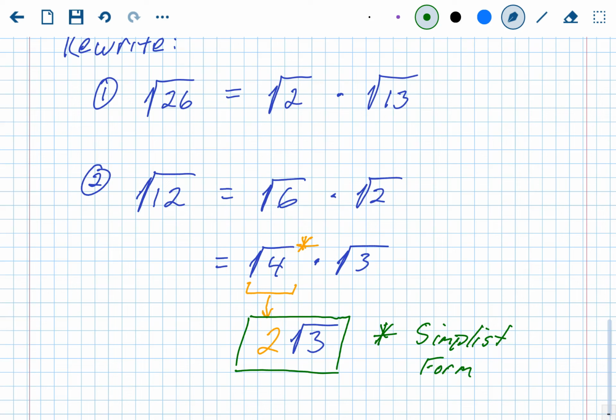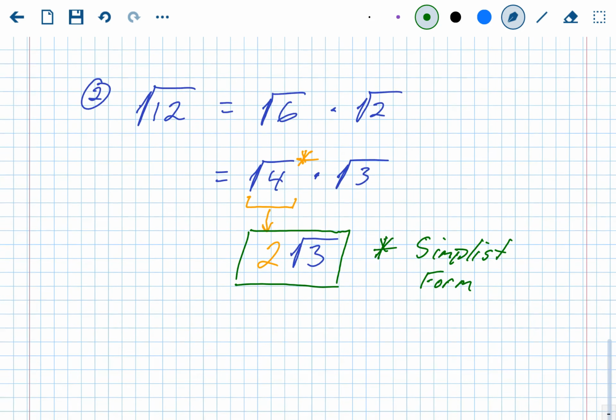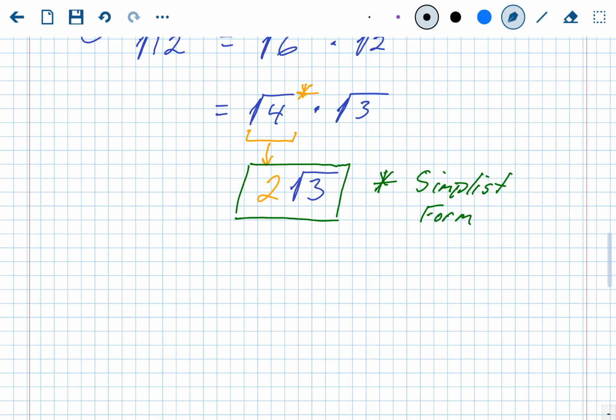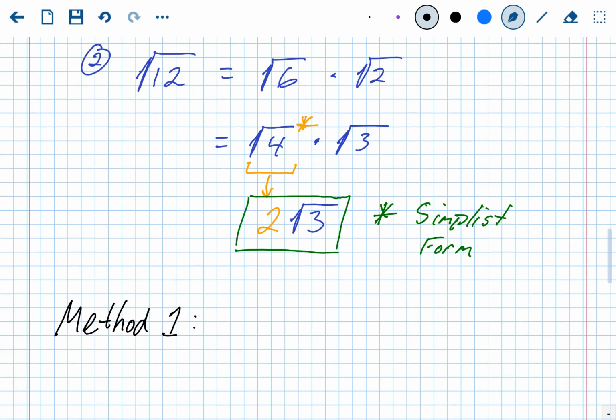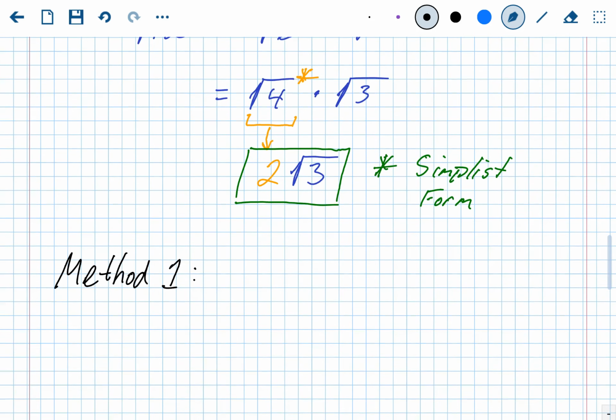All right, so now let's formalize this a little bit. And like I said, there's two methods that we're going to use to simplify radicals. This is going to lead us into our first method. So we'll just call it method 1. And in method 1, we're going to try and replicate what we just did. What we just found was we found a perfect square that is a factor of 12.